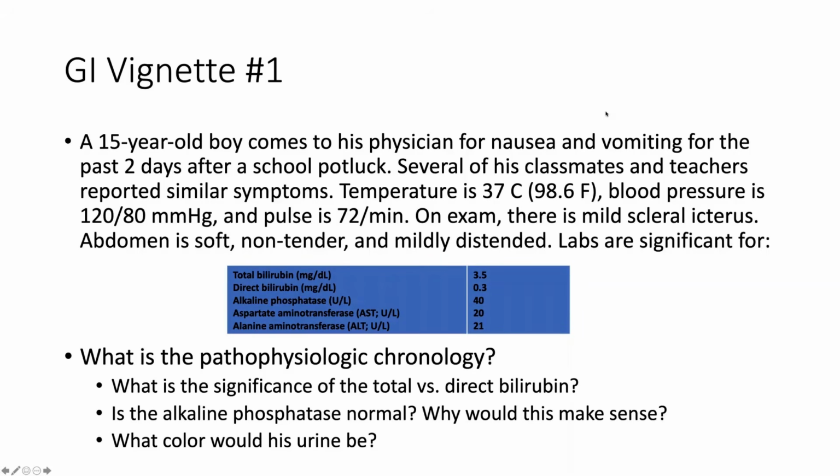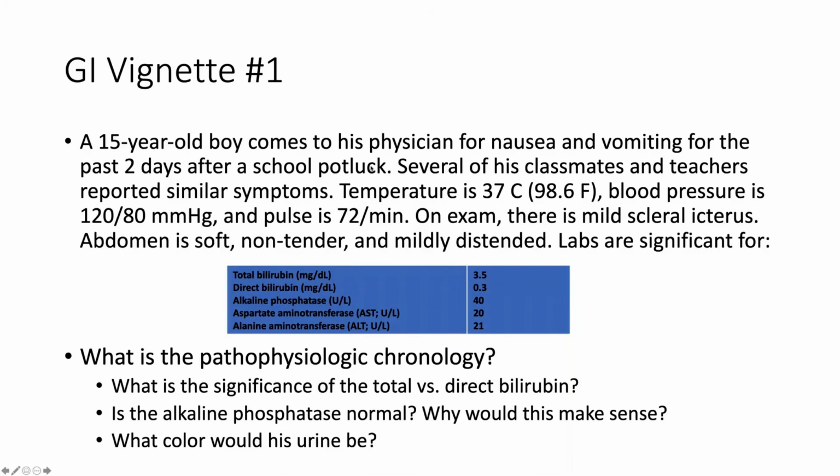All right, cool. So I want to do something a little different for this one. Instead of telling you my pathophysiological chronology, I'm basically going to read this question as if I was reading it for real, just to give you a sense of what the sentence by sentence analysis would look like. We've got a 15-year-old boy who comes to his physician for nausea and vomiting for the past 2 days after a school potluck. So we can assume that he probably got sick from the potluck, but that would be my guess.